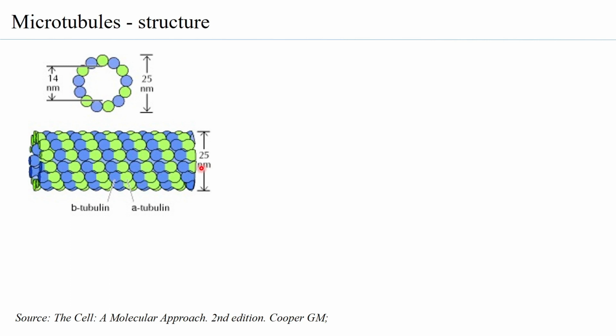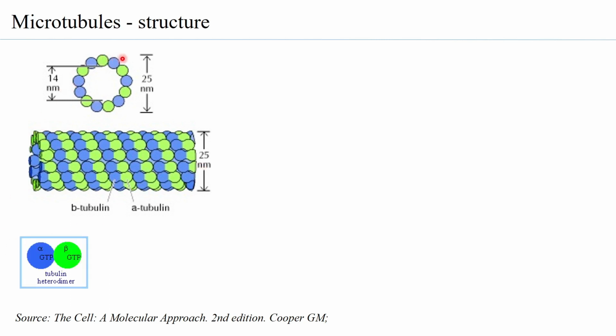And you can make an analogy with the fact that if you have one stick, it is easy to break. But if you have 10 sticks together, then it becomes very strong. So therefore, the microtubules also, because they have 13 protofilaments, together make a very strong hollow cylindrical structure.